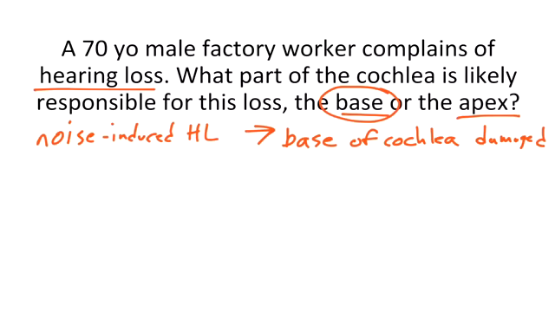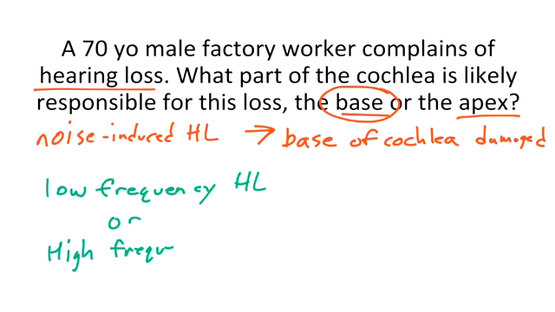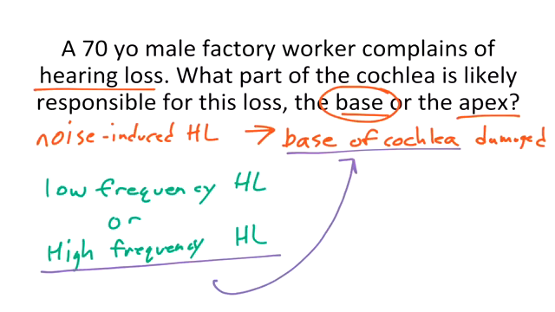for the hearing loss. If we were to take the question a step further, we could ask if he has lost the ability to hear low frequencies or high frequencies. Recall from the previous slide that high frequencies are associated with the base of the cochlea. So damage to the cilia in the organ of Corti near the base would diminish his ability to hear at high frequencies. So we would suspect that he would have high frequency hearing loss.